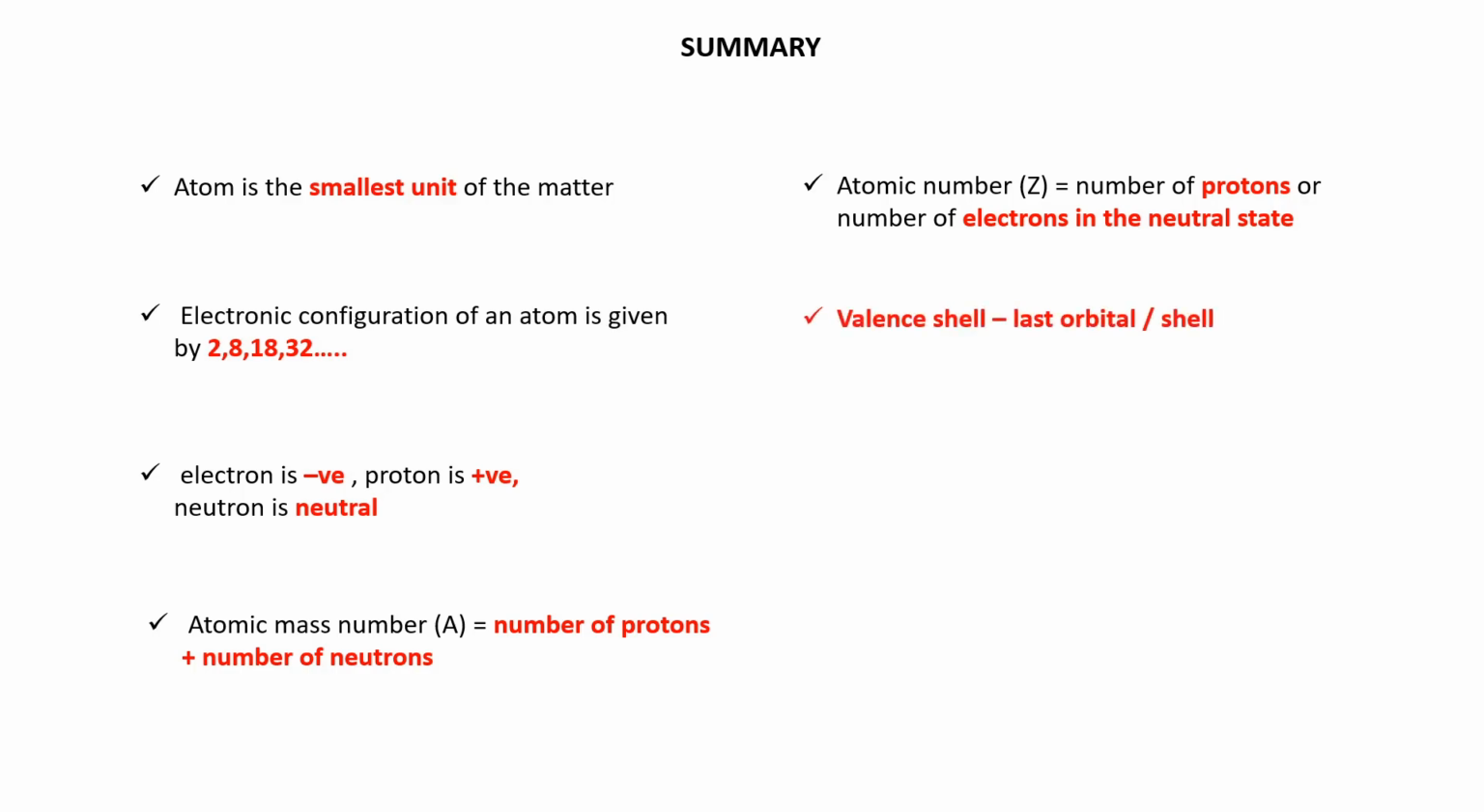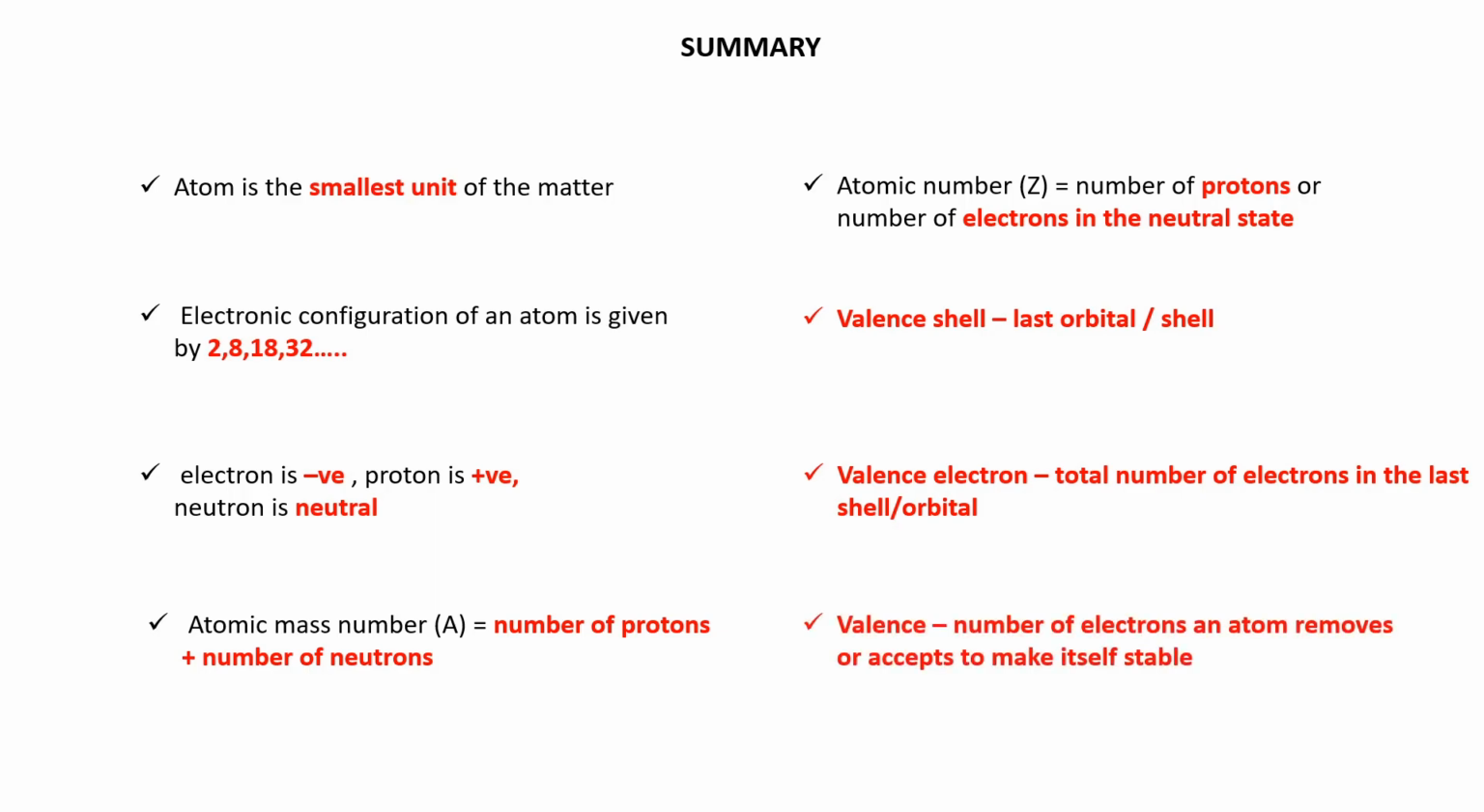The sixth point is that the valence shell is nothing but the last orbital or the last shell. The seventh point is that the valence electron is nothing but the total number of electrons in the last shell or orbital. And the last point, the eighth point, is that valency is nothing but the number of electrons of an atom that it removes or accepts to make itself a stable ion or a stable atom, or to maintain the stable electronic configuration. I hope that everything is very clear to you all.